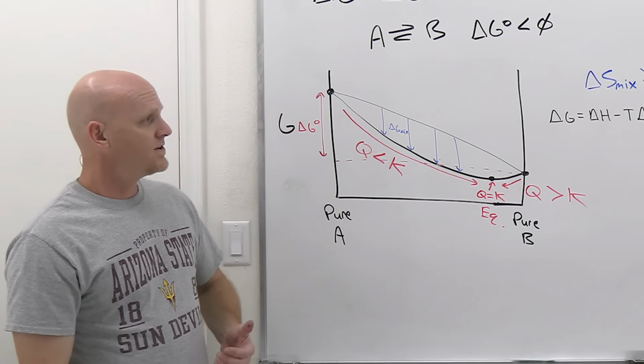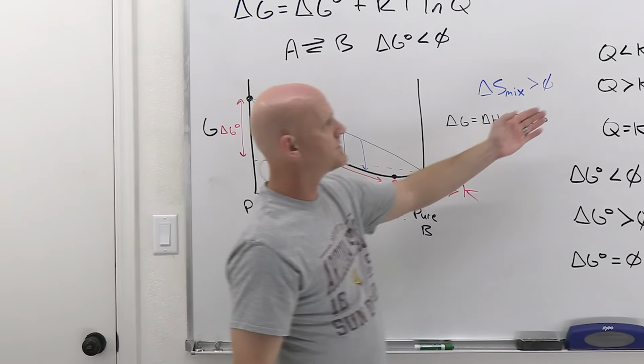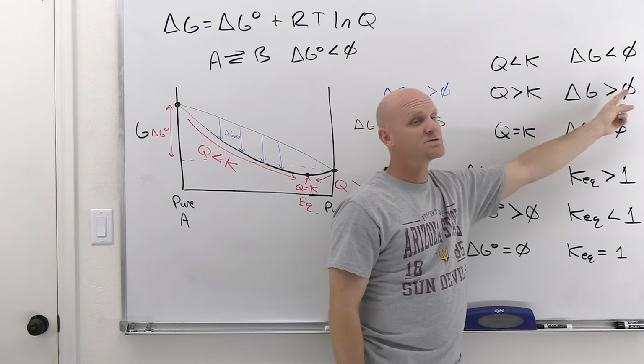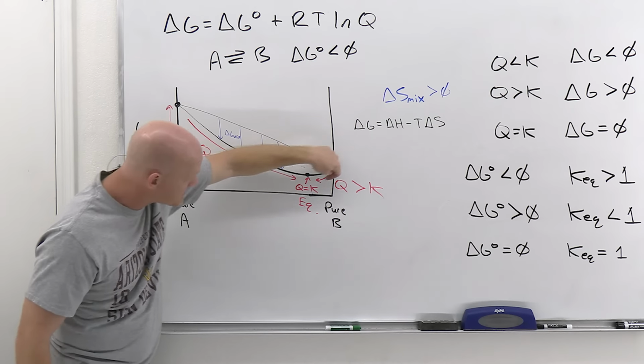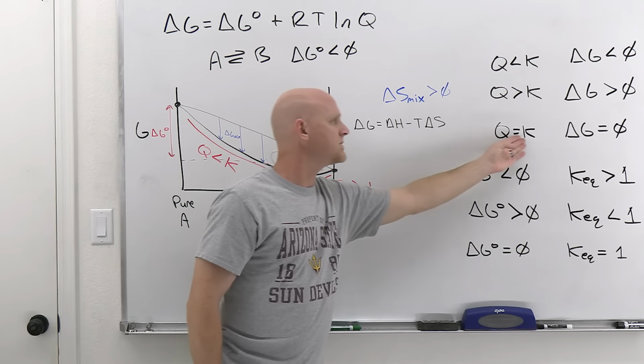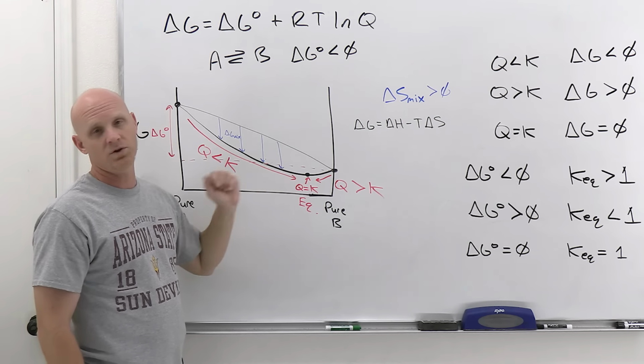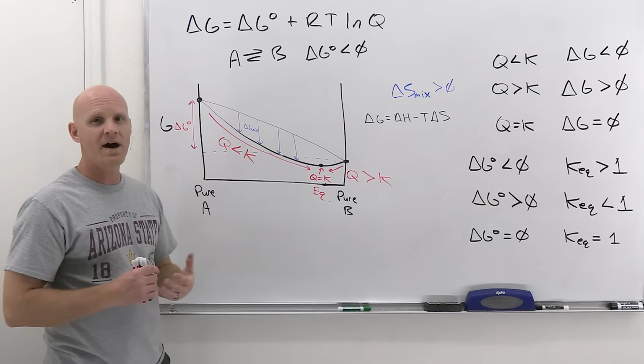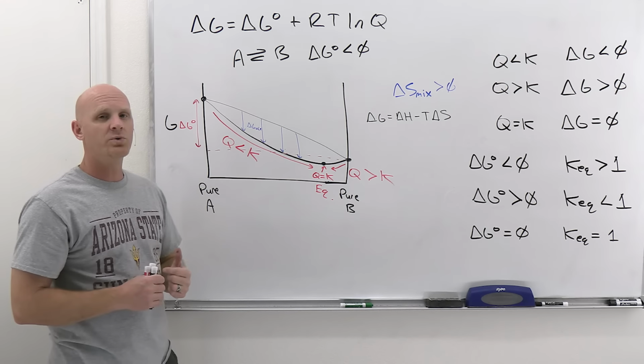Cool, we can kind of see some of the other relationships we determined. When Q is less than K, delta G was negative. When Q is greater than K, delta G was positive, and it was the reverse reaction that was spontaneous. And when Q equals K, that was when delta G equaled 0. And so all these lovely relationships we looked at mathematically, we're now looking at in more of a graphical presentation.